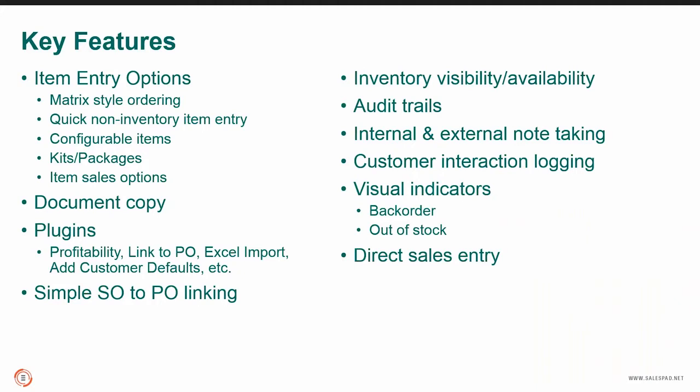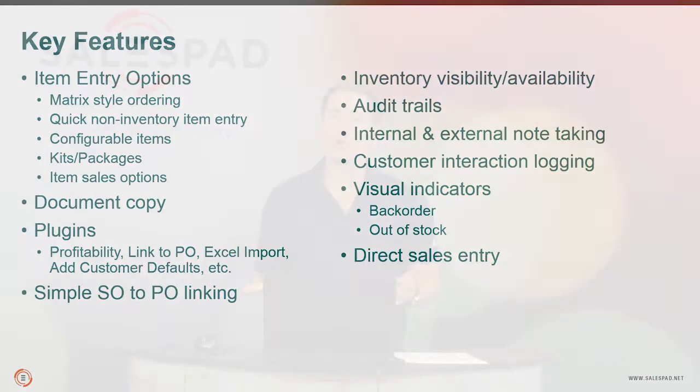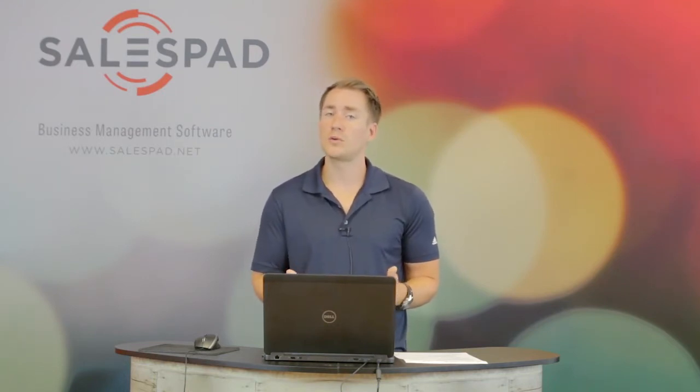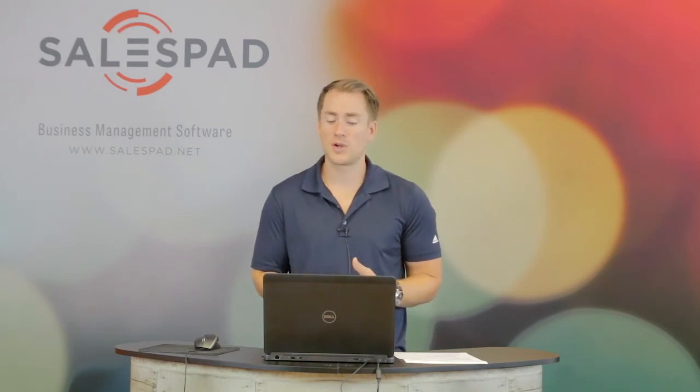So I've talked about purchase order linking. We'll dive into that. Inventory visibility, again, that's huge when a customer wants to know what you have in stock at the time of ordering. You need to be able to answer that, and we can do that in SalesPad. We give audit trails to figure out who's touched the document, who's changed price, who's added line items, who's moved it from place to place inside of your process.